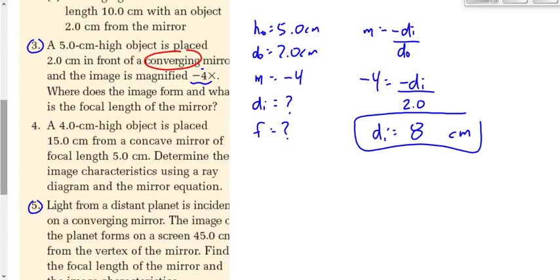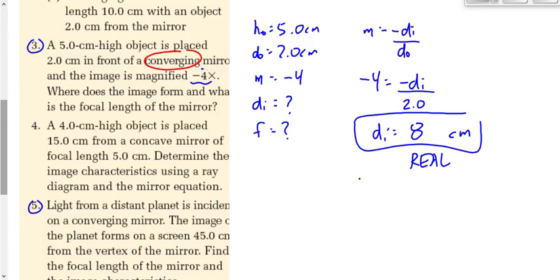What type of image is this? Real or virtual? What is it? Real. And how do you know that? Good, because DI is a positive value, right? So we're not asked to determine whether it's real or virtual, but we know that if we were asked, it's real. What else are we asked to find here?